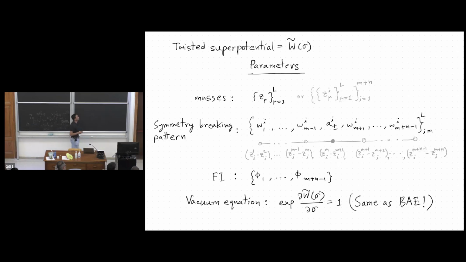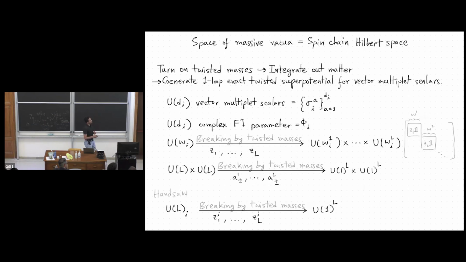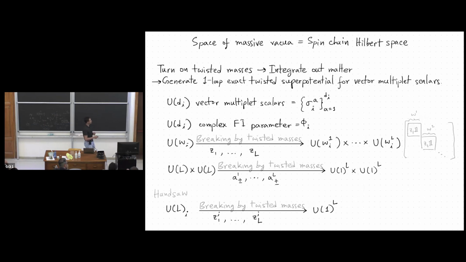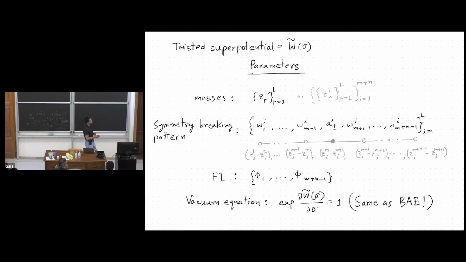Okay, so you generate a twisted superpotential, which is a function of all the scalars that you have left in your IR effective vector multiplet. Here I was representing the data that goes into the superpotential. So you have the twisted masses, and this symmetry breaking pattern, which is basically the sizes of these blocks, or in the case of these handsaw type quivers, you have the difference between these twisted masses, you have the complex FI parameter, and then you find the vacua by extremizing this equation with respect to these vector multiplet scalars.